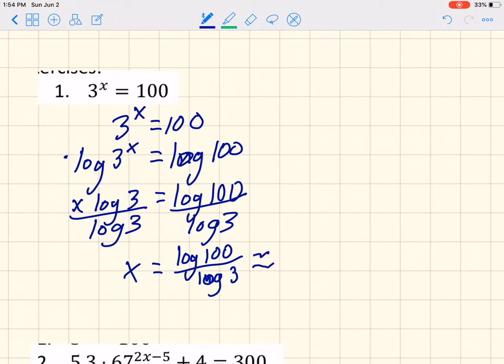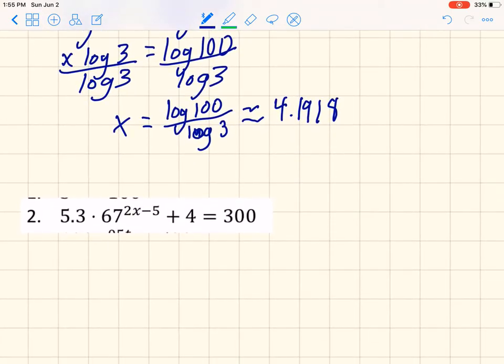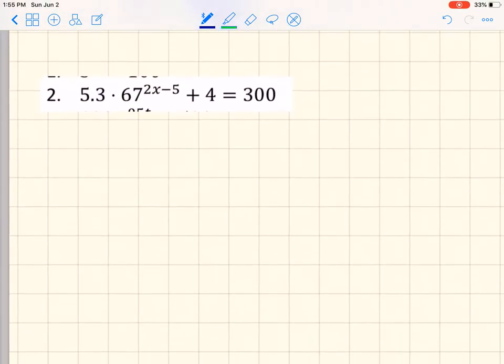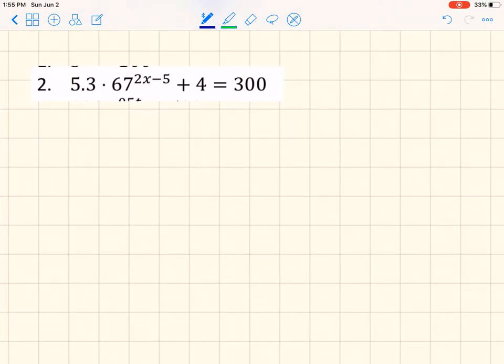And let's put that into the calculator, just to see what we get. So log of 100 divided by log of 3, 4.1918. So that's a pretty basic one. We're going to use common log or natural log on all of these because those are the ones that are kind of easily available in our calculator. Doesn't really matter which one for the most part.